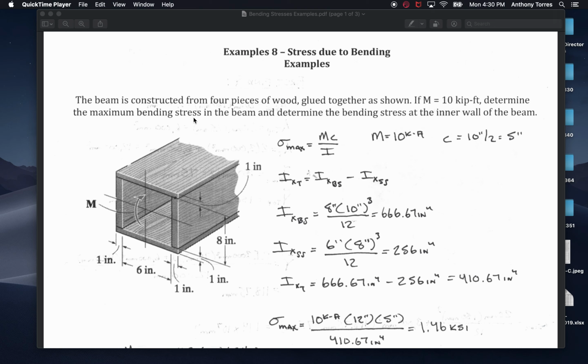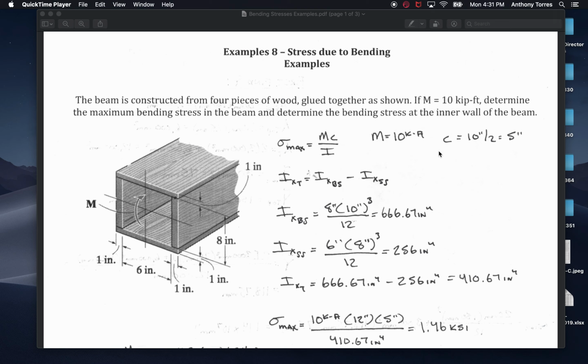Determine the maximum bending stress in the beam and determine the bending stress at the inner wall of the beam. So the maximum and at the inner wall. So we need to use this equation, sigma max equals Mc over I again. We know M is given to us as 10 kip feet. C is 10 divided by 2. I get 10 from the overall height here, which is 8 plus 1 plus 1. So 8 plus 2 is 10. So 10 divided by 2 is 5.